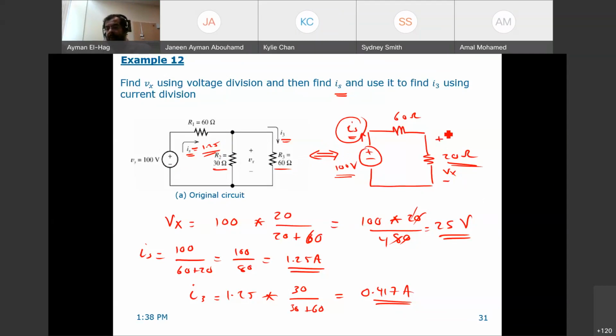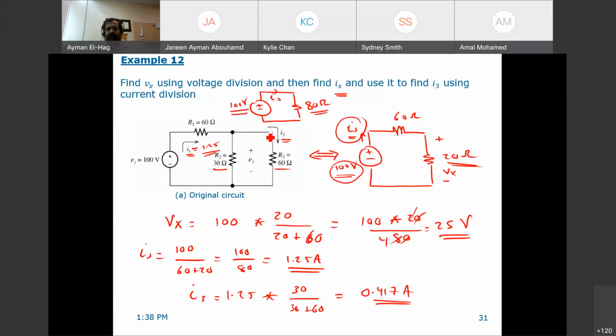Now, remember, this Is is nothing but this 100 volt divided by the summation of the 60 plus the 20. In other words, my circuit now is reduced to this 100 volt, and here my 80 ohm. Now, this is your Is. Now, your Is becomes very straightforward: the voltage divided by 80. So I hope everyone understands this.